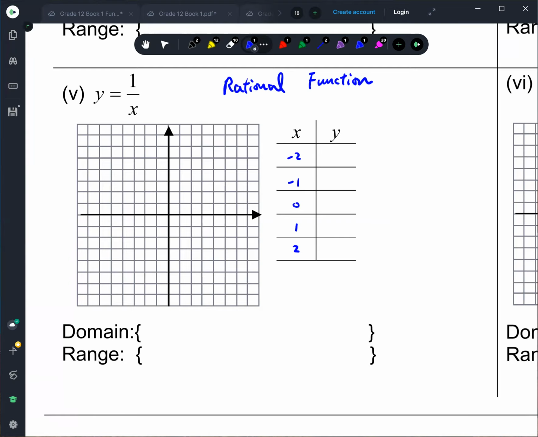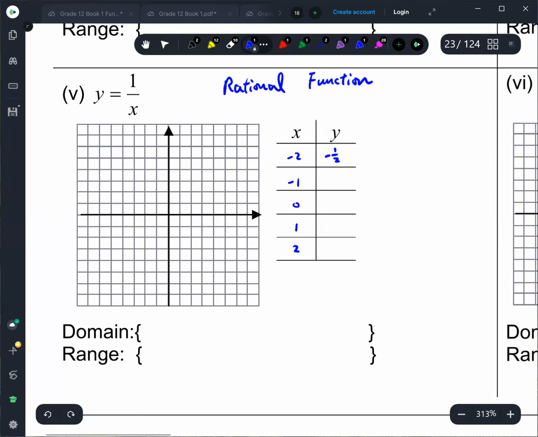So let's go through the points together. This one is different from all the other ones. So Chris, what's the first y value? Negative 0.5. Very good. Okay, I'll put negative half. Okay, and then Evan, what's the next one? Just -1. Yep, -1. So 1 over -1 is just -1. All right, and then the next one, Sophie? Doesn't exist. Very good.